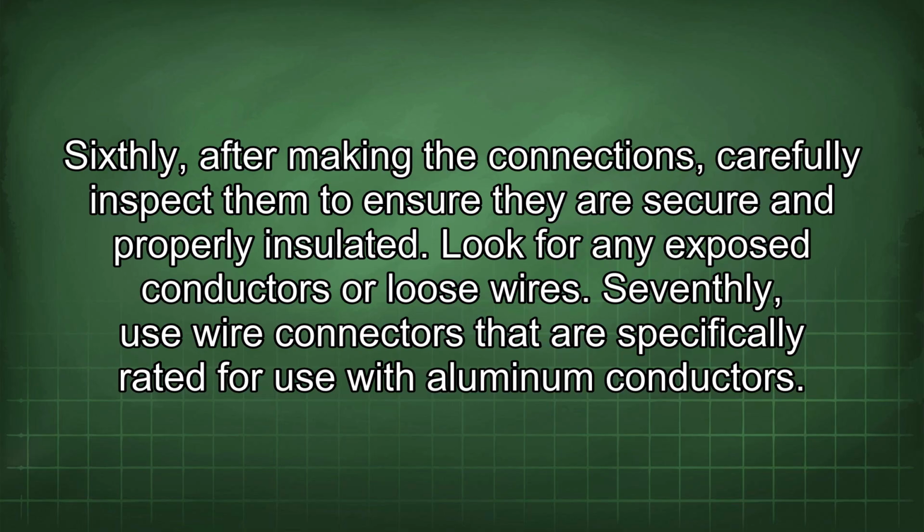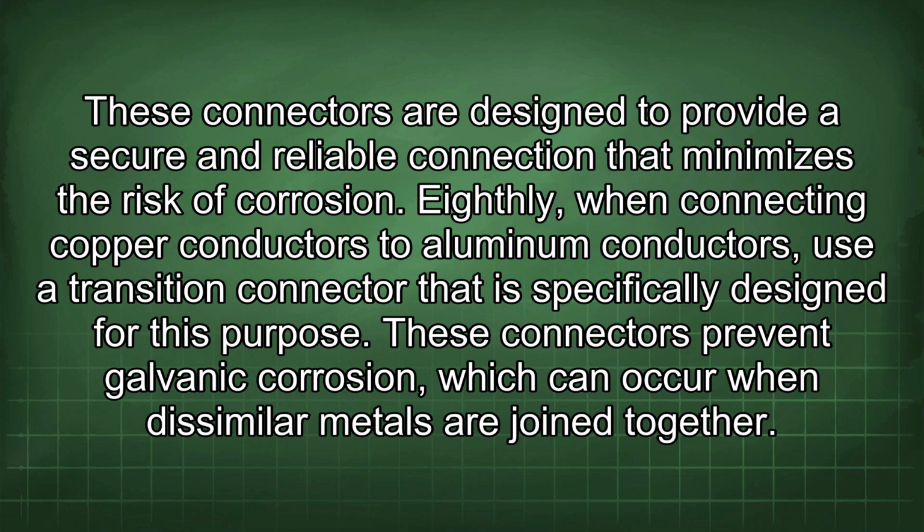Sixthly, after making the connections, carefully inspect them to ensure they are secure and properly insulated. Look for any exposed conductors or loose wires. Seventhly, use wire connectors that are specifically rated for use with aluminum conductors. These connectors are designed to provide a secure and reliable connection that minimizes the risk of corrosion.